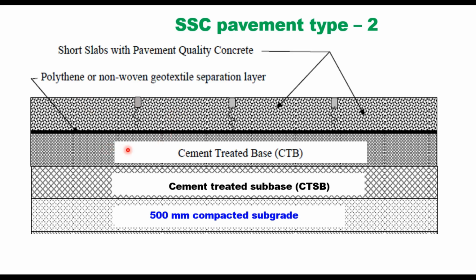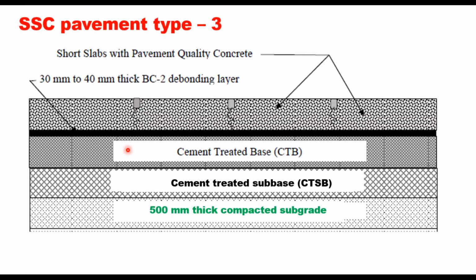The third type of short slab concrete pavement is new construction with CTB and CTSB placed over subgrade as the foundation for the short slab concrete layer, with thin bituminous concrete of 30 mm to 40 mm thick as a debonding layer between the slab and the CTB.